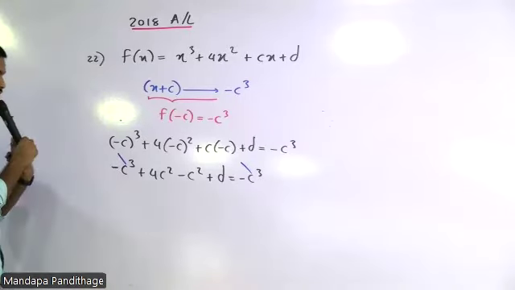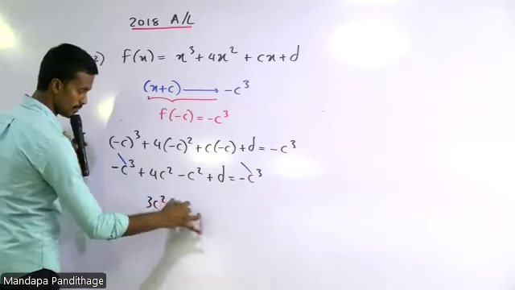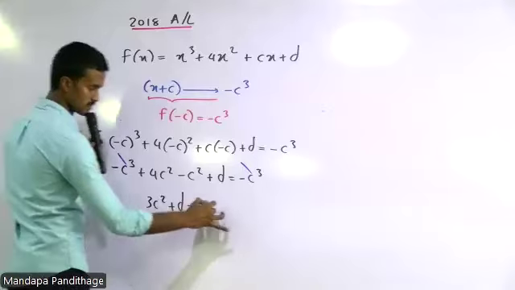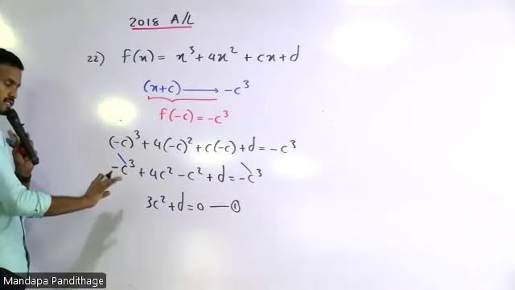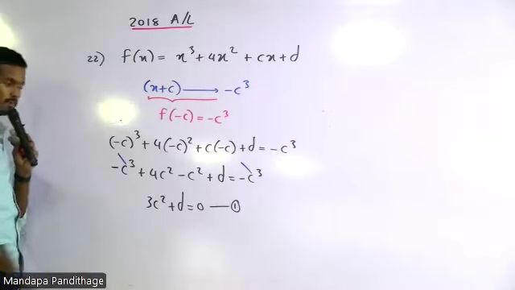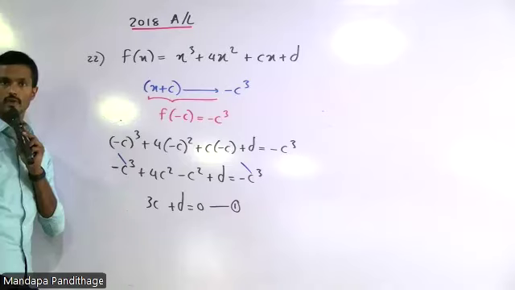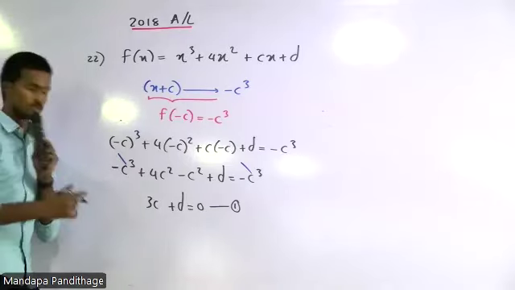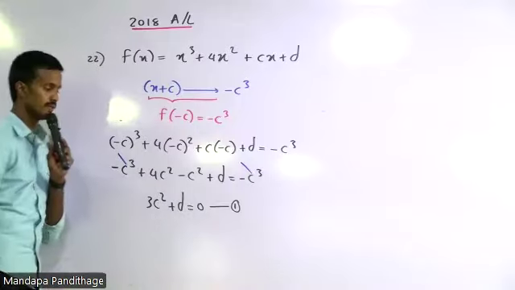Okay, so now we have one simultaneous equation: 3c squared plus d is equal to 0. So this is your first one. I know this simultaneous equation is a bit unusual for you. But if this equation was 3c plus d equals 0, that is normal, no? Because even in O levels you had these. So this is something like 3c squared plus d. Just keep it that way.